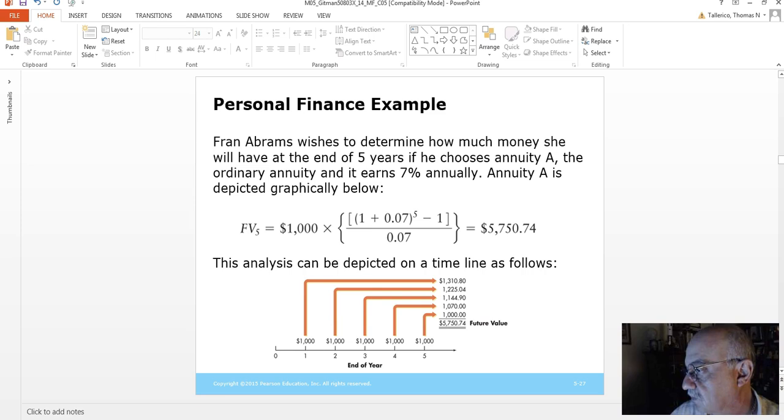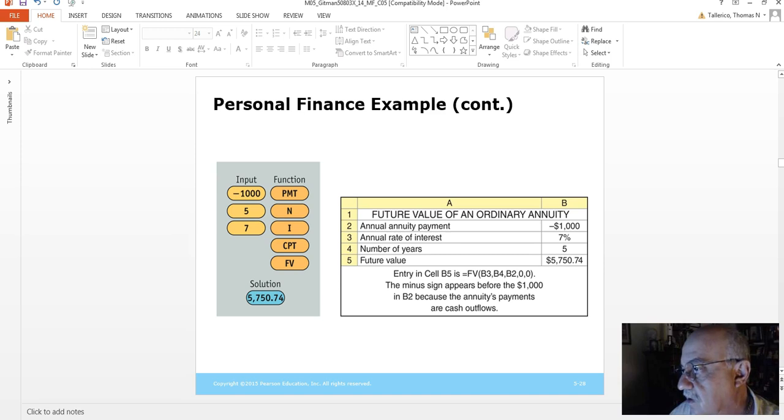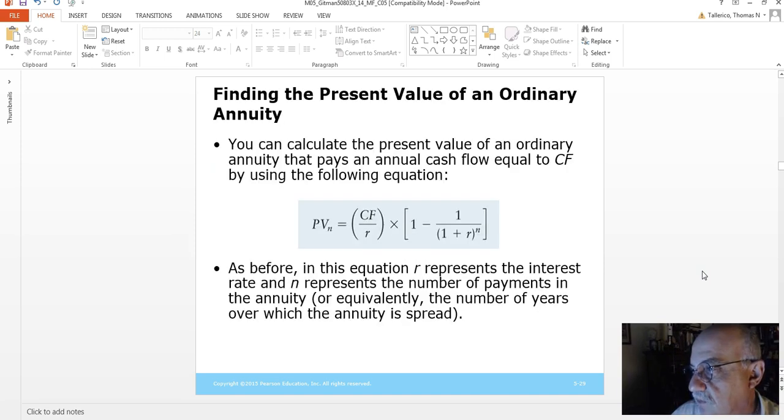Okay, go to the next slide. Oh, and here they actually show you what I just did, right? You see the minus 1,000? Everyone should make a note of that. Minus 1,000, 7%, 5 years. Okay, now here's the equation for the present value of an annuity.